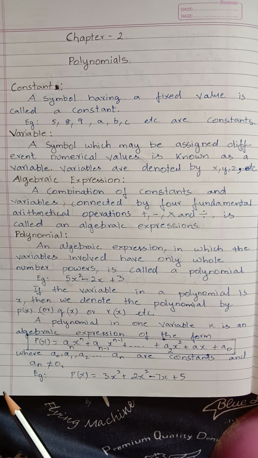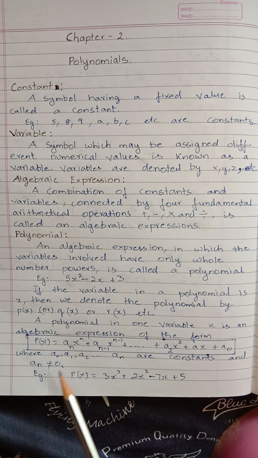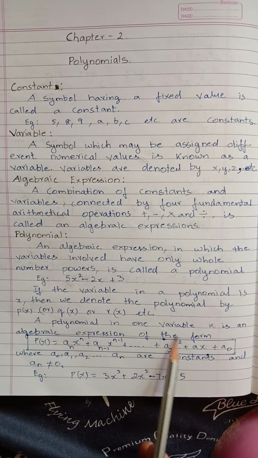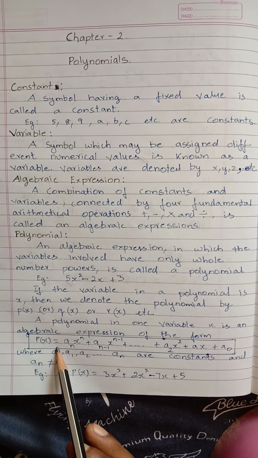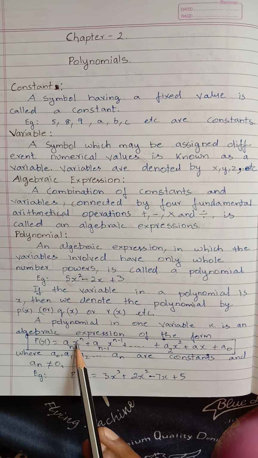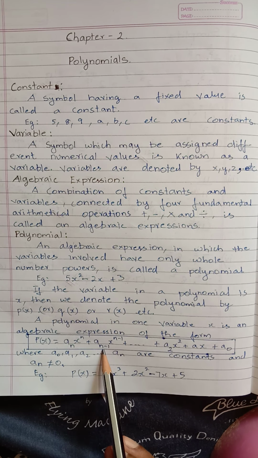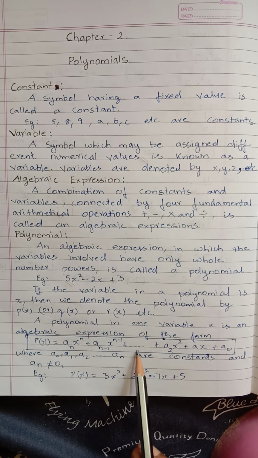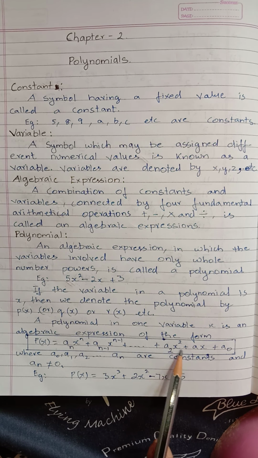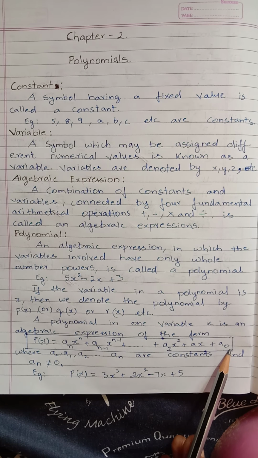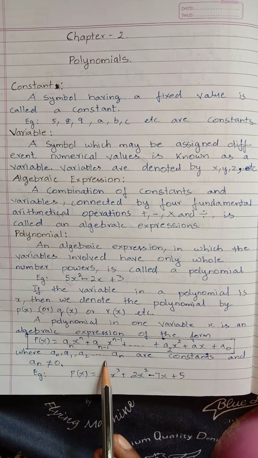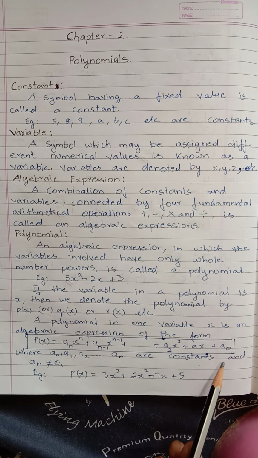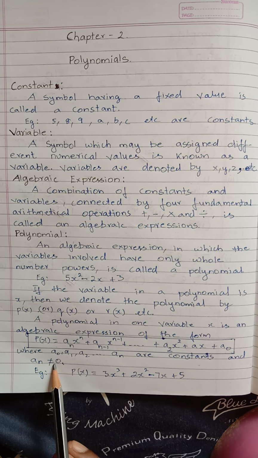Now how to express it in a general form. When we want to write it in a general form, a polynomial in one variable x is an algebraic expression of the form p of x equals a n x power n plus a n minus 1 x power n minus 1 plus etc., a2 x squared plus a1 x plus a naught, where a naught, a1, a2, etc., a n are constants and a n is not equal to 0.